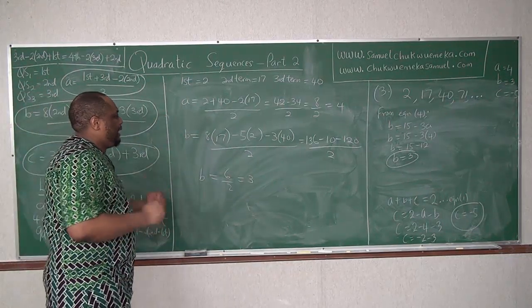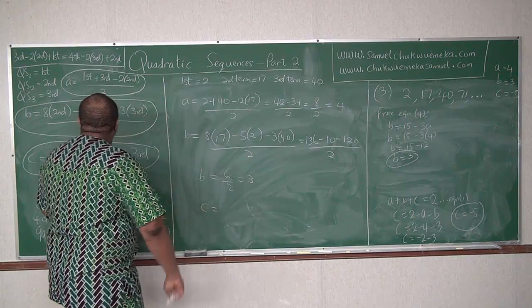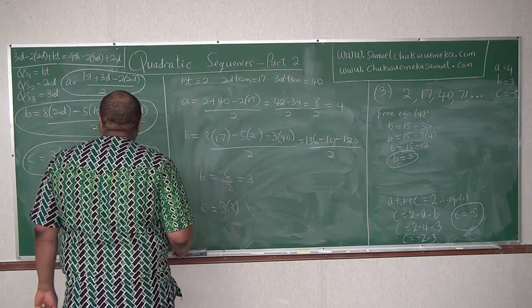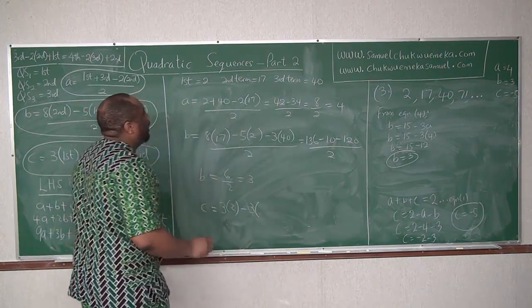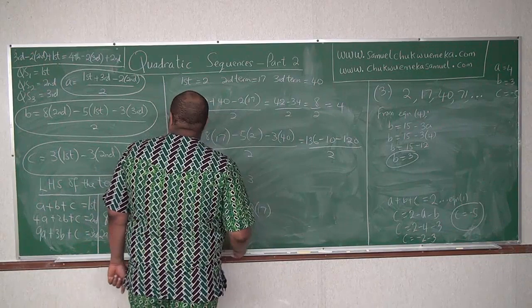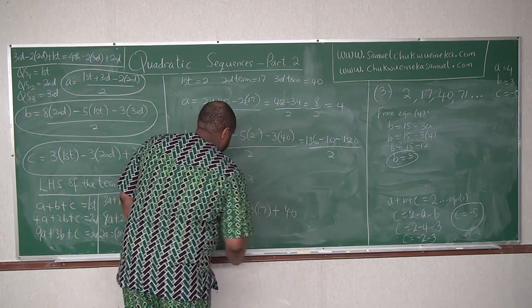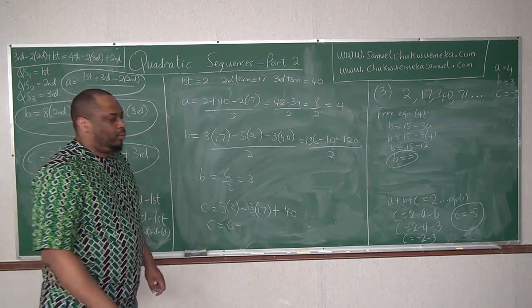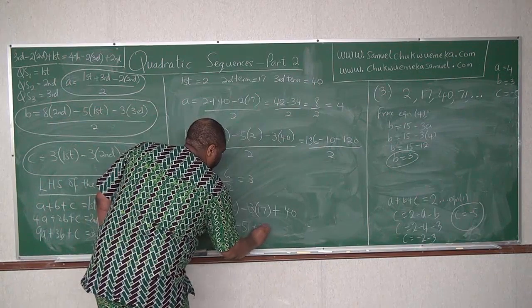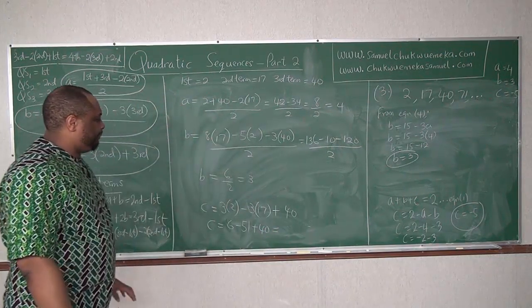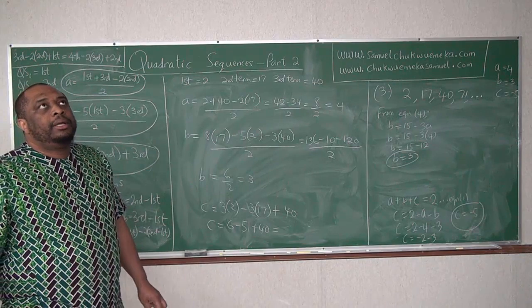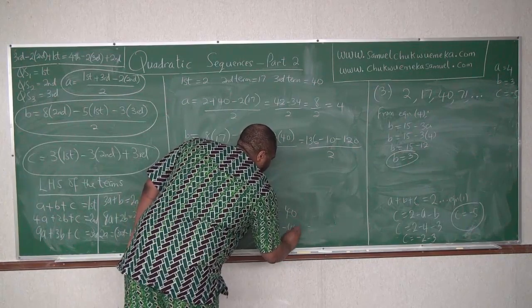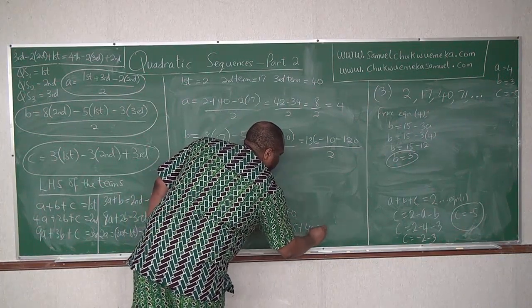Okay? And our C is 3 times 2 minus 3 times 17, plus the third, plus 40. So C is 6 minus 51 plus 40. 6 minus 51 is minus 45. Minus 45 plus 40, and that gives us minus 5.